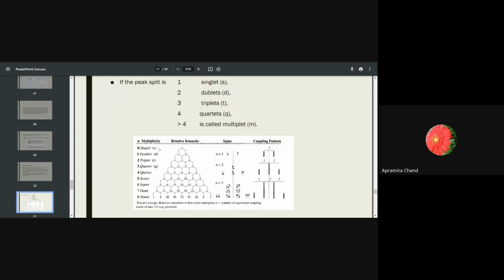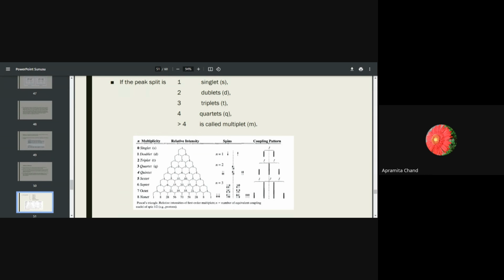generalize. So if you have a singlet, suppose the relative intensity is 1. As soon as you get a doublet, it gets split into 1 and 1. So in a doublet, the intensity will be 1:1.